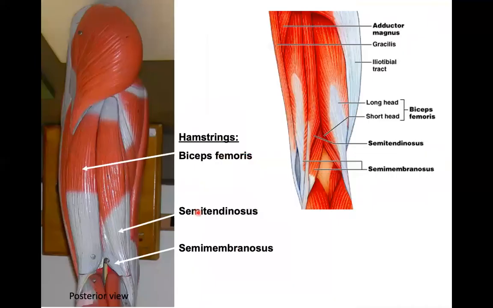I'm going to move forward. So your hamstring muscles are three main muscles called biceps femoris.